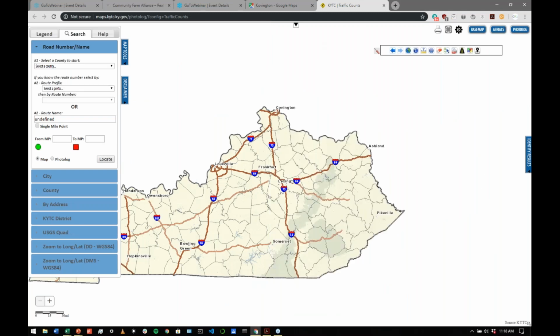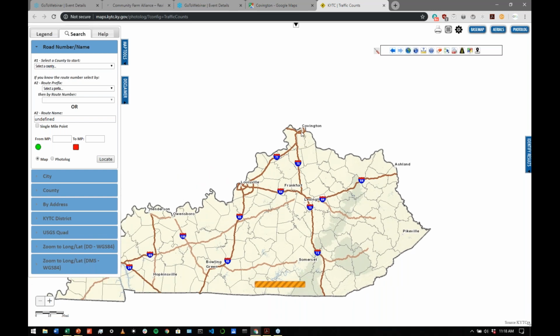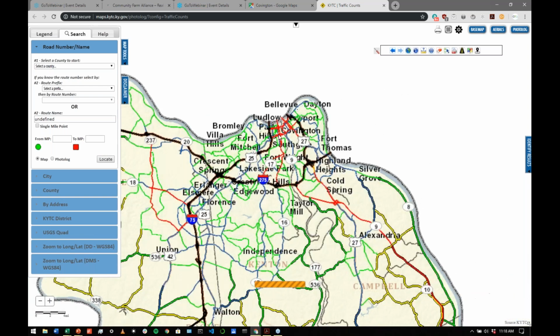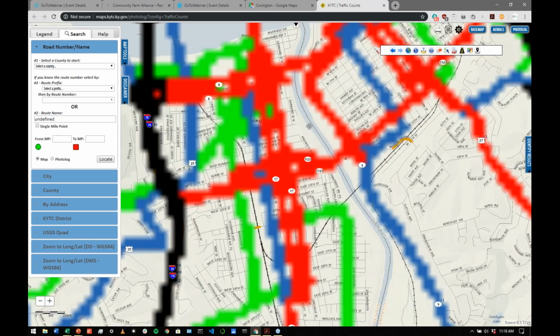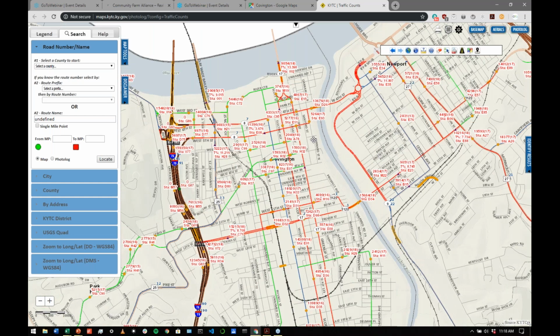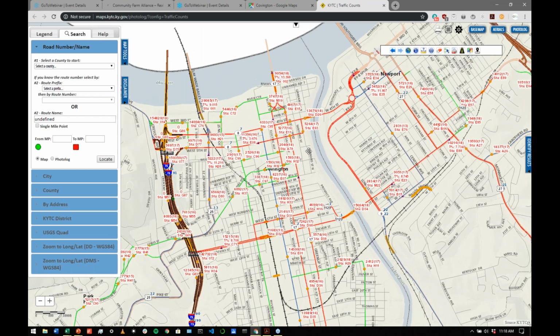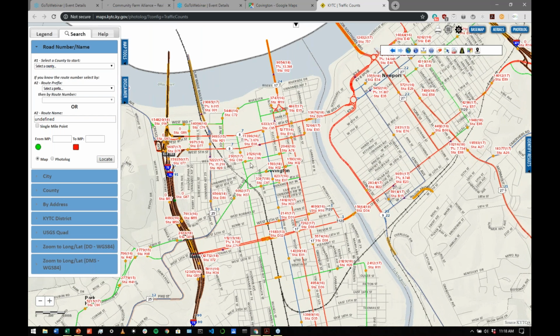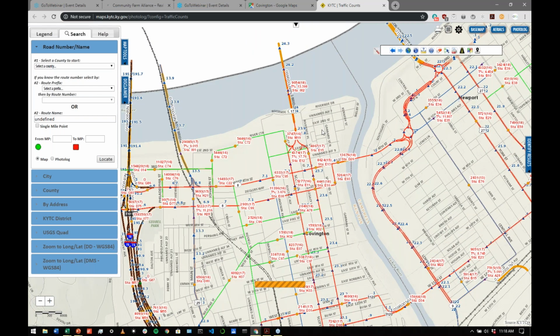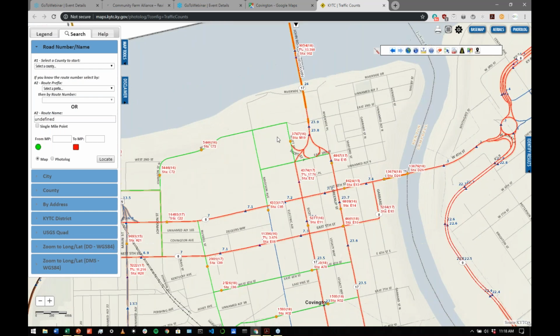It's a big file, so it takes some time to go through it all. But if we zoom in to Covington, let the resolution sort out. I want to explain some of the things that you see on the map here. The main thing you want to look for, because it's a lot of data and some of it's super confusing, are these specific numbers here.